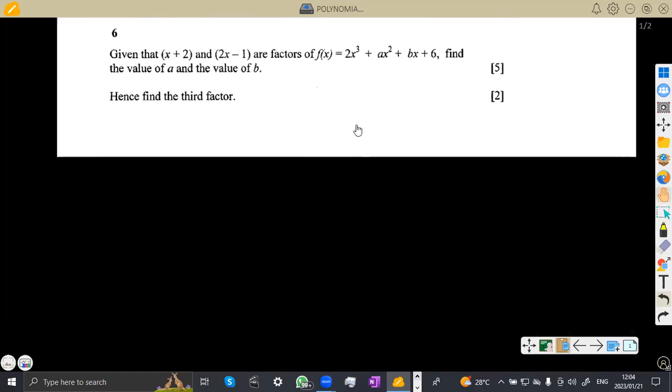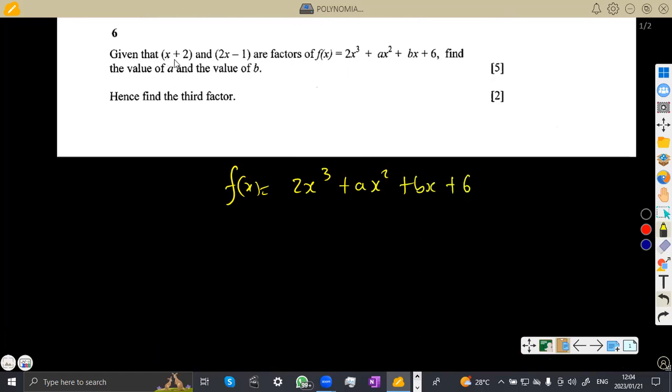Number 6, we are given that x plus 2 and 2x minus 1 are factors of this expression. Find the value of a and the value of b. This one is similar to the one that we had previously, but now we only have one function, which is f of x, equal to 2x cubed plus ax squared plus bx plus 6.